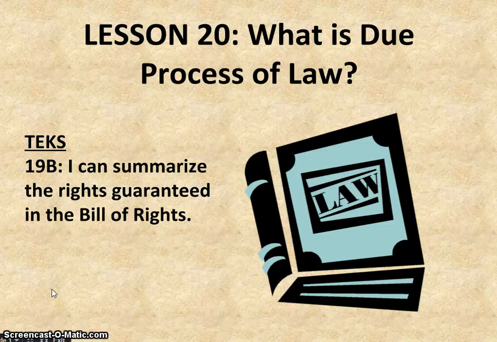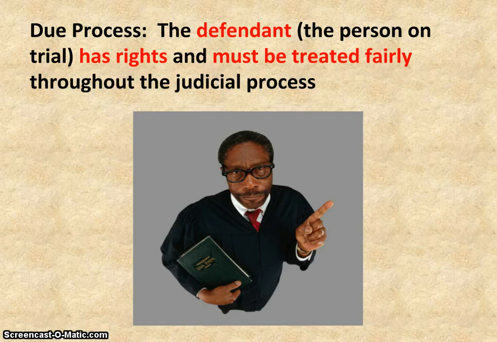Here we have our last lesson for Unit 4, and that is Lesson 20, What is Due Process of Law? And Lesson 20, in fact, follows up on the information we learned about the Bill of Rights in Lessons 18 and 19, and we continue with the TEKS 19b that we can summarize the rights guaranteed in the Bill of Rights. So first of all, let's define what's meant by due process of law.